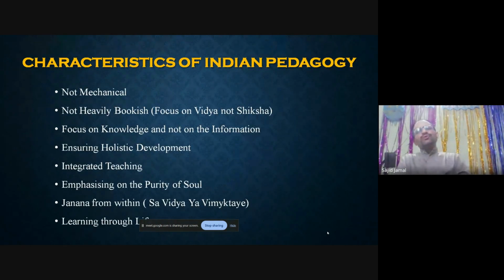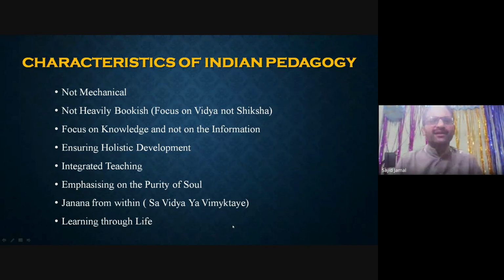Now, if you come to Indian pedagogy, how is Indian pedagogy different from Western pedagogy, or in a nutshell, what are the important characteristics of Indian pedagogy? There might be many, but I have just identified 8 characteristics which are mentioned on the slide. So I'd like to request any one of you to please read the slide.